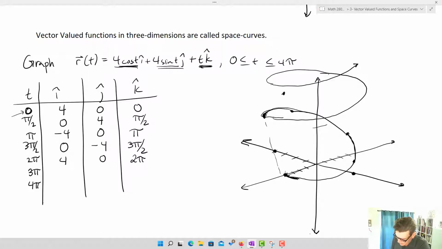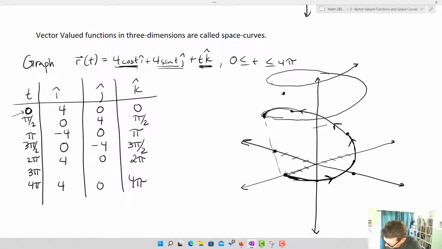And if we went to 4 pi, cosine of 4 pi is going to end up giving me 1, so this is going to be at 4, and then 0, but now at 4 pi, so it's actually moved quite a lot up. So what's happened here is we constructed a path, and that path is going to move around in a circle on the xy plane, but then it's going to move upward in the z.